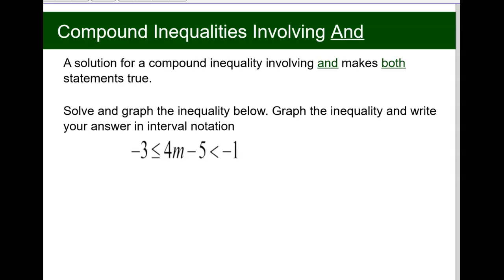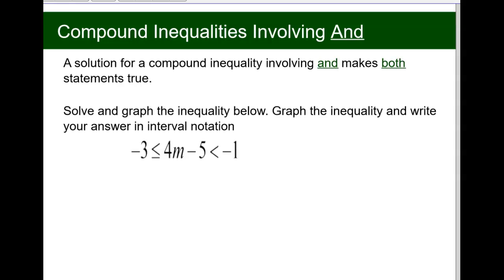In this video, we'll see how to solve compound inequalities. This is an example of a compound inequality joined by and. We're trying to find the value of m that will make both statements true. So negative 3 is less than or equal to 4m minus 5, and 4m minus 5 is less than negative 1.